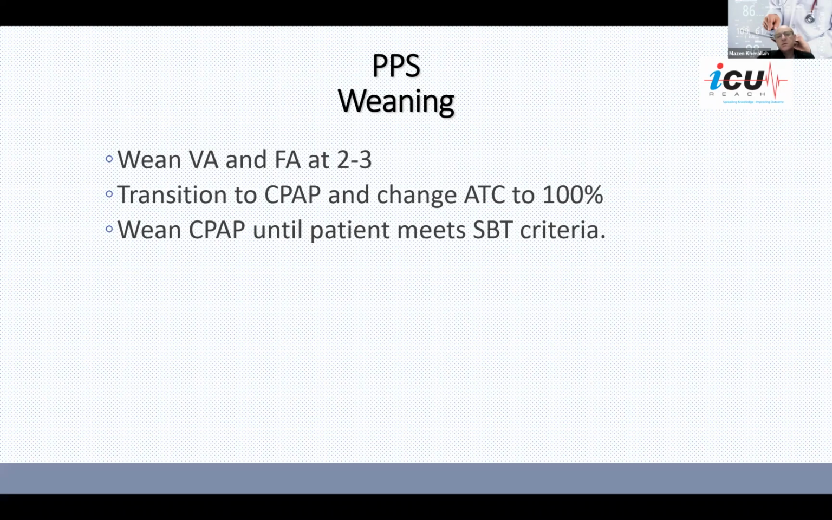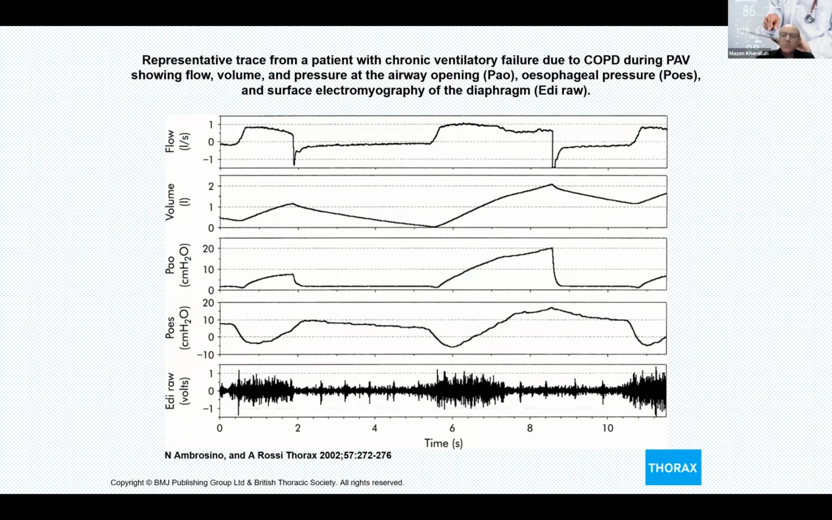So the weaning is very simple. Those patients are already on pressure support trials, and the pressure support is variable. Just decrease the volume assist and flow assist at 2 to 3 units per time. And then you transition to CPAP, and don't forget to change the automatic tube compensation to 100%. We set it at 50% with this mode. When the patient meets the criteria for SBT, he can be extubated.